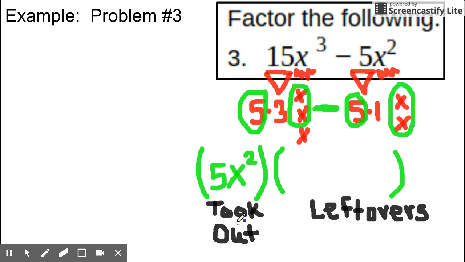Okay, so some things you need to think about. You're always going to tell what you're taking out. So again, I took out a 5 and 2 X's. So that's why I put x squared. You always tell me what you took out. The leftovers are the things that I didn't circle. So my leftovers are 3 and X. So I'm going to write it down. These are my leftovers, 3 and X.